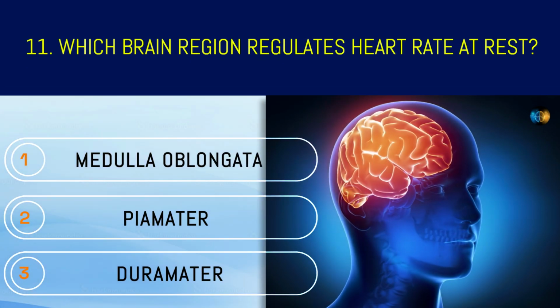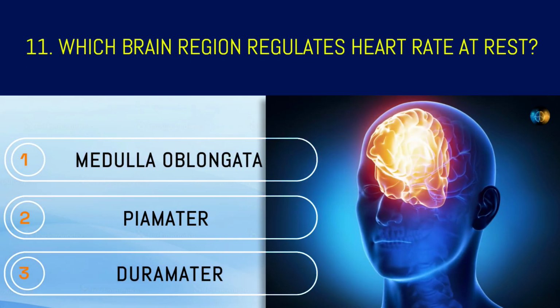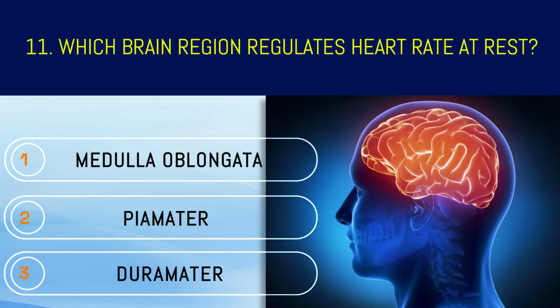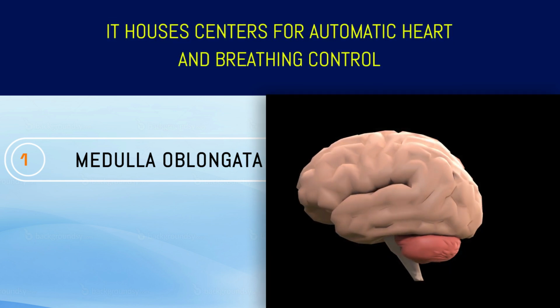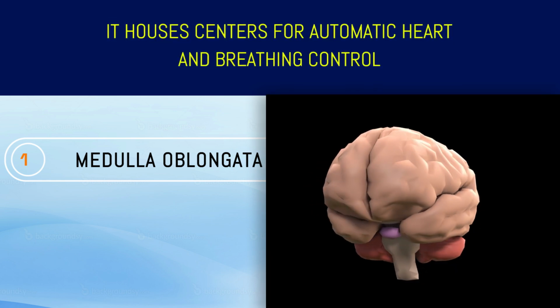Which brain region regulates heart rate at rest? Medulla oblongata, pia mater, or dura mater? Medulla oblongata. It houses centers for automatic heart and breathing control.